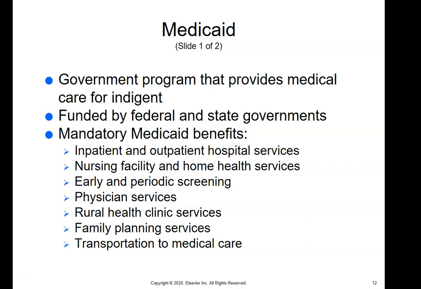Medicaid. Medicaid is a government program that provides medical care for the indigent or the low income. It's funded by federal and state governments, and the mandatory Medicaid benefits that it will cover would be inpatient and outpatient hospital services, nursing facility and home health services, early and periodic screenings, physician services, rural health clinic services, family planning services, and transportation to medical care.